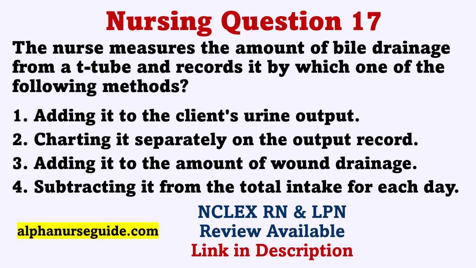T-tube bile drainage is recorded separately on the output record. Adding the T-tube drainage to the urine output or wound drainage makes it difficult to accurately determine the amounts of bile, urine, or drainage. The client's total intake will be incorrect if drainage is subtracted from it.